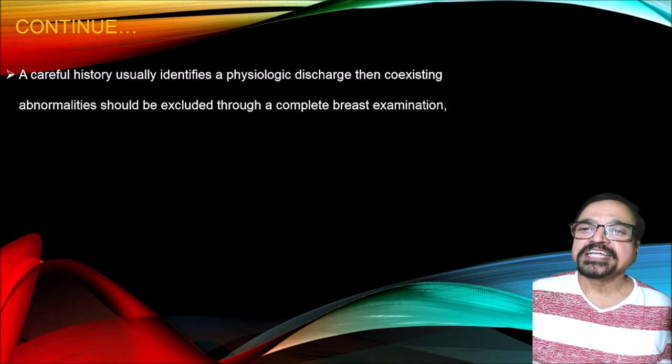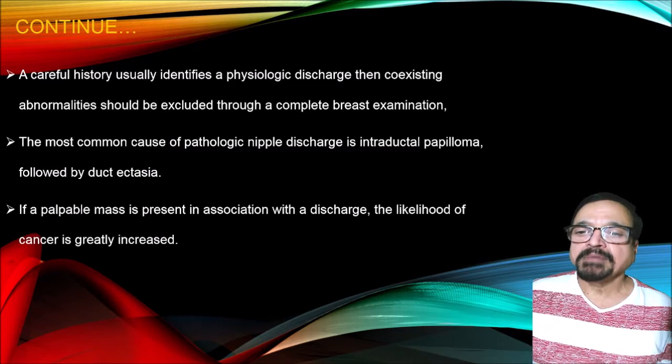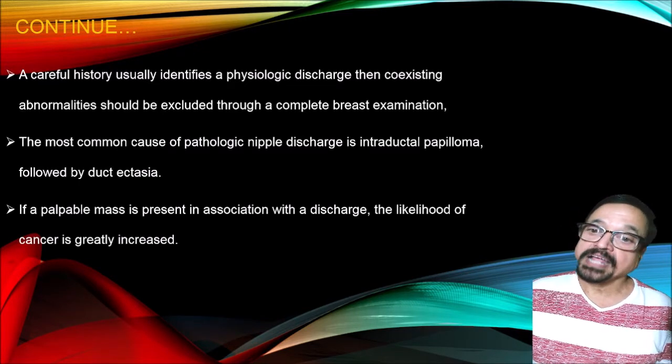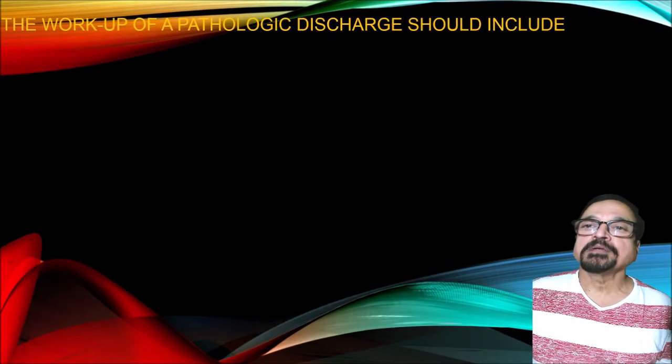A careful history usually identifies pathologic and physiologic discharges, then coexisting abnormalities should be excluded through a complete breast examination. The most common cause of pathologic nipple discharge is intraductal papilloma followed by duct ectasia. If a palpable mass is present in association with a discharge, the likelihood of cancer is generally increased.